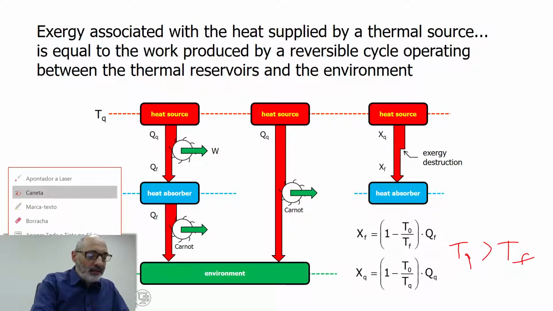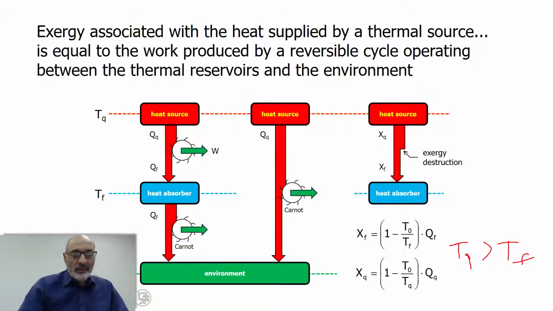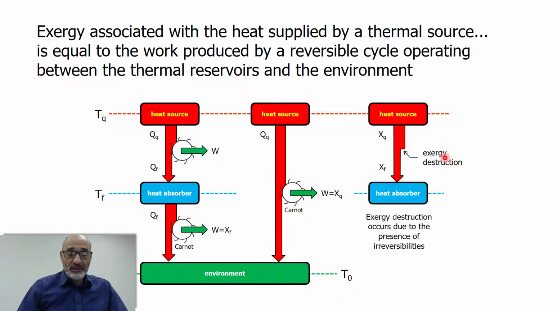So this means that this efficiency, 1 minus T0 over Tq, is a greater number than this one. So we know that xq is greater than xf, as it is drawn here. So actually, as I'm pointing out here, there's exergy destruction, and it occurs due to the presence of irreversibilities.